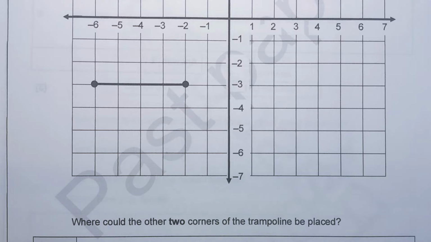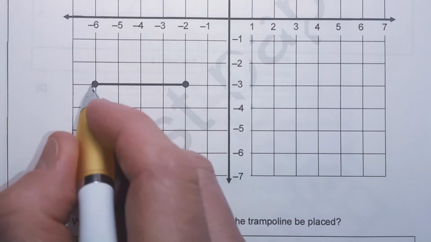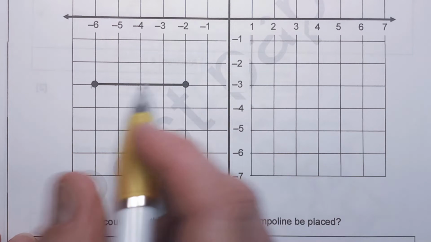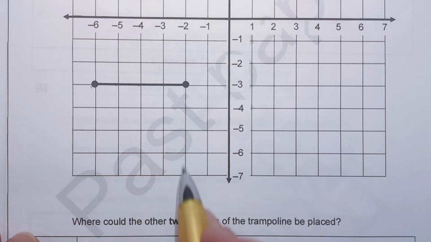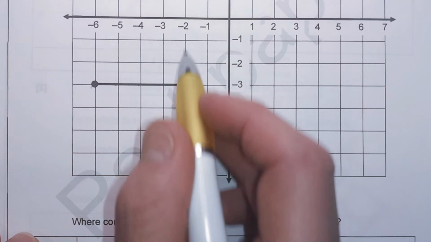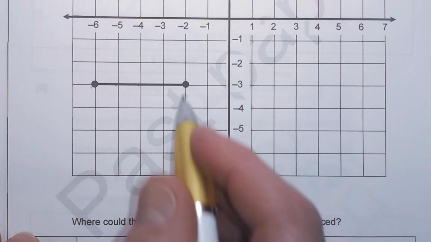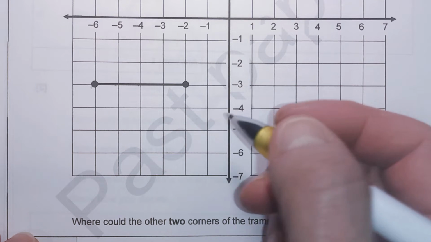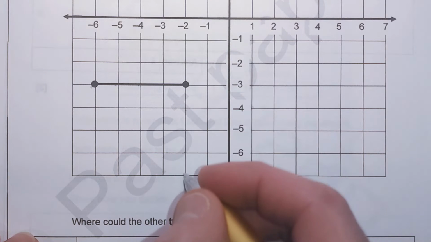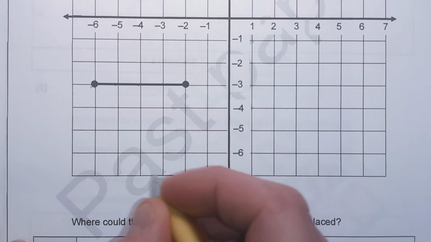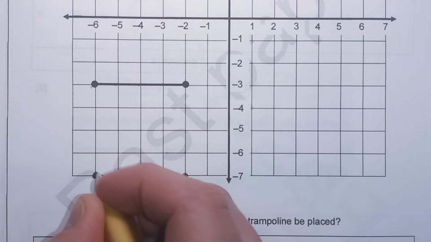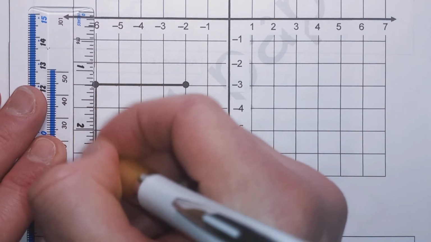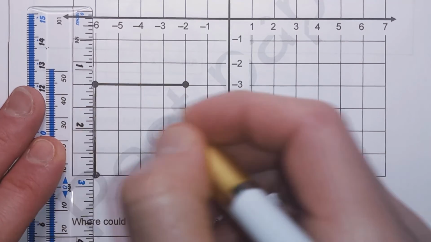Now it said it was a square trampoline. Well, we've got 1, 2, 3, 4 squares. So it's either going to be 4 squares down this way or 4 squares up this way. I'm going to do them down just so that I can see them all on the paper at the same time. So 1, 2, 3, 4. So we could have a corner here. 1, 2, 3. Corner there. So I'm going to draw this on as well so you can see the sides of the square.